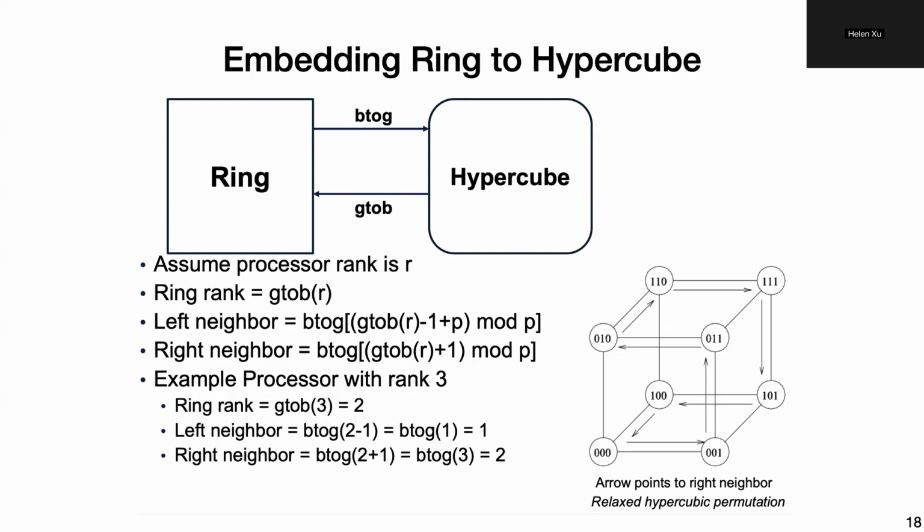So this is an example. Suppose you have this hypercube processor with rank 3. Its ring rank is 2. Its left neighbor in the ring is binary to gray of 1, because 1 is the left neighbor in the ring. Binary to gray of 1 is 1. And the right neighbor is binary to gray of 3, because you are 2 in the ring. You're trying to find the neighbors 1 and 3, and you map them back into the hypercube. The right neighbor is 2.